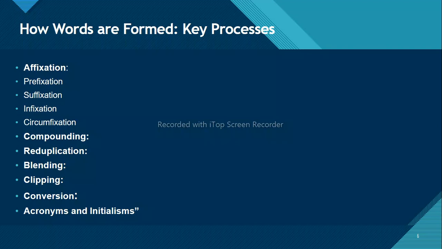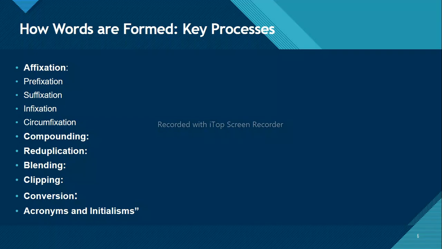Blending. Blending is the process of creating new words by merging parts of two or more words. Examples: brunch from breakfast and lunch, smog from smoke and fog, and motel from motor and hotel. Clipping. Clipping involves shortening a longer word to create a new word. This process is common in informal speech. Examples: fax from facsimile, ad from advertisement, and lab from laboratory.